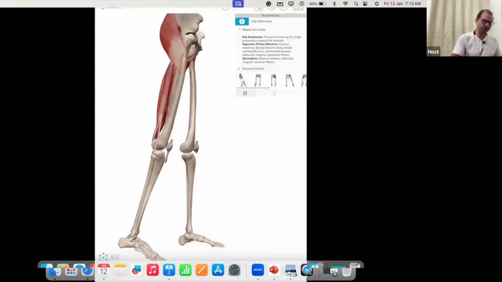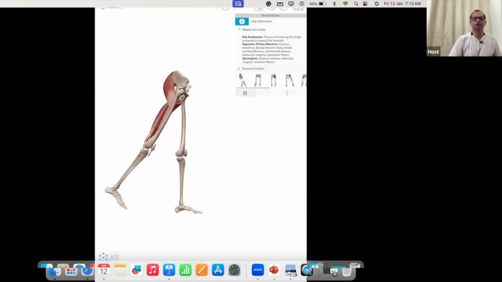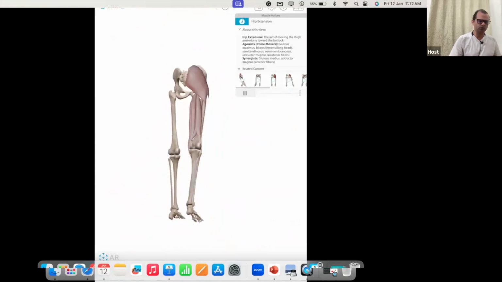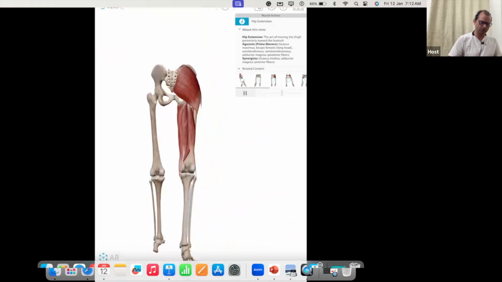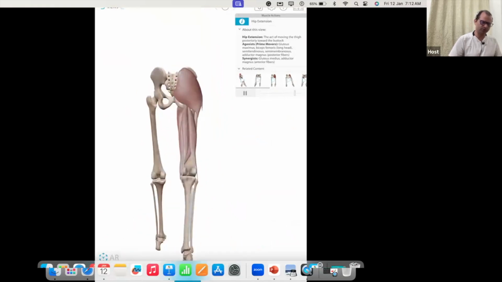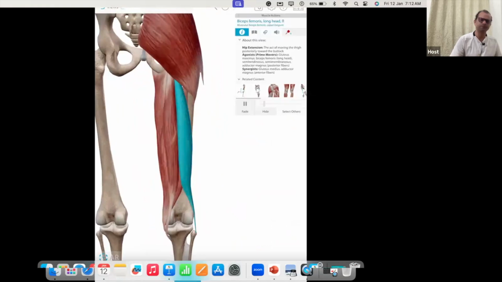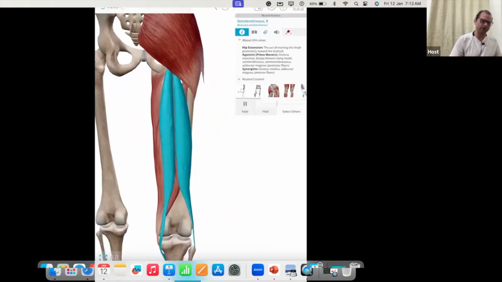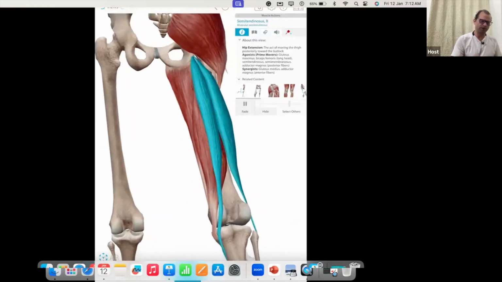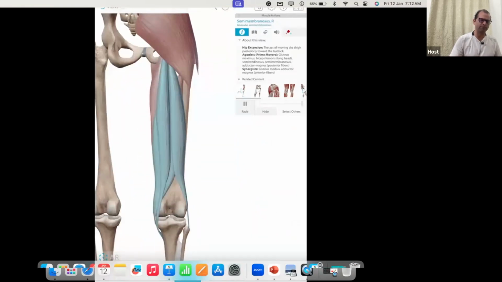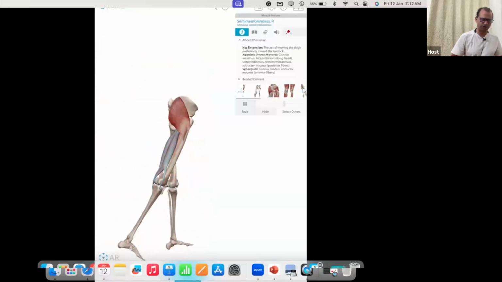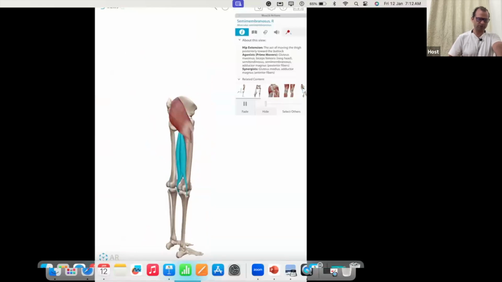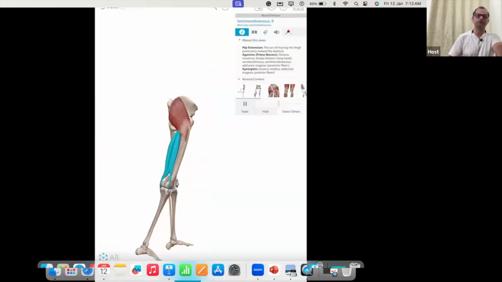So this is the hip extension. We are taking the leg to the backside. This movement is done by the extensor group of muscles, and we know the group of biceps femoris, semitendinosus, and semimembranosus together are called hamstring muscle. All the three muscles together are called hamstring muscle.